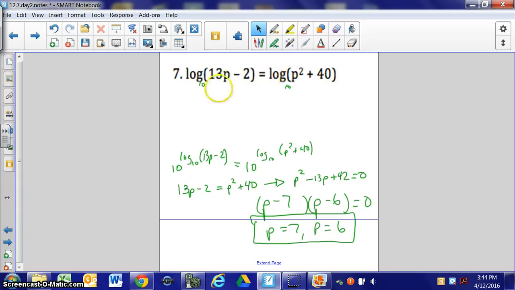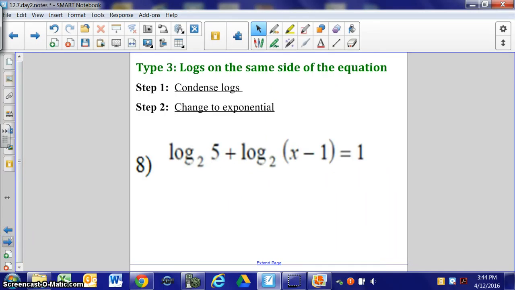So you can see when you have logs on both sides, raising them as exponents to the base of whatever this base is a good way to get rid of the logarithms. So what happens if you have logs on the same side of the equation and there's a number on the other side or something on the other side?